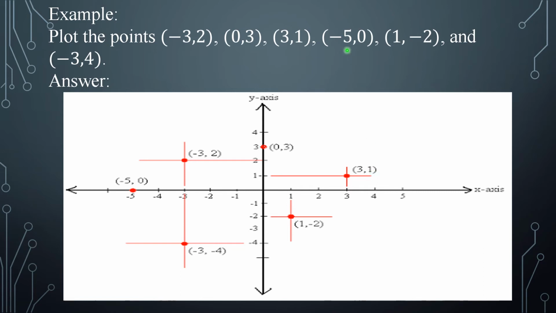Next, negative 5, 0. Negative 5 is the x-coordinate, so we'll find negative 5. It's here. And then 0 is the y-coordinate, so this is 0. So let's have the intersection. This one is negative 5, 0.